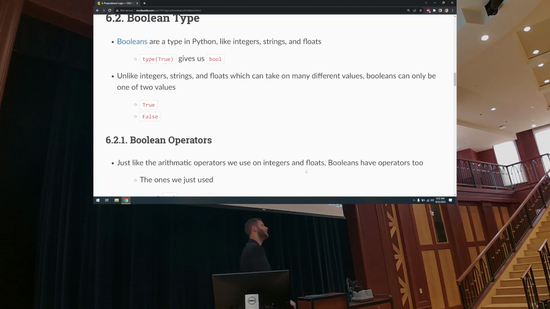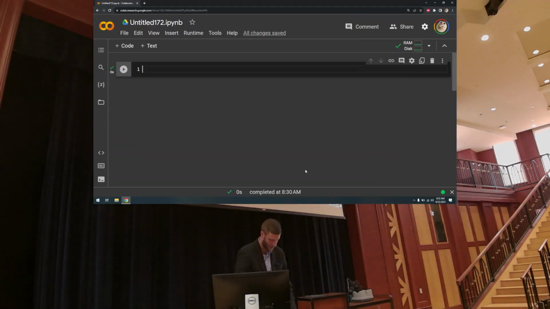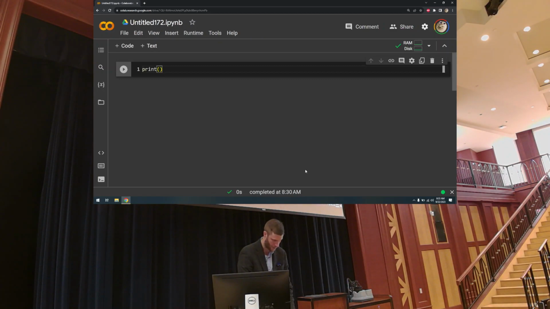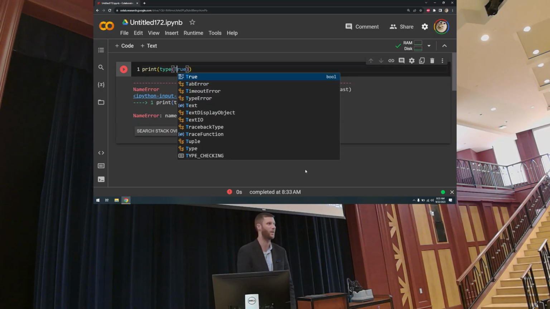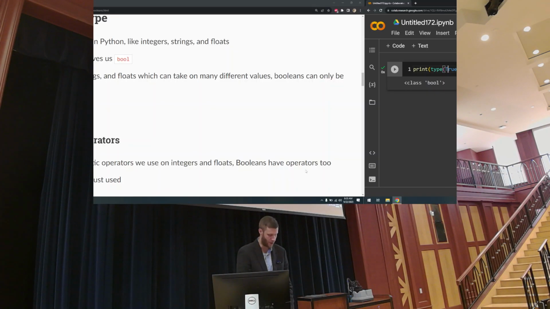So Booleans are a type in Python. You can even prove this to yourself. Print type of True. It says bool for Boolean. Mind you, it's an uppercase T. If you do a lowercase t, it'll be confused. Other programming languages will be the opposite. They'll use a lowercase t, but for Python, uppercase T, you're fine.